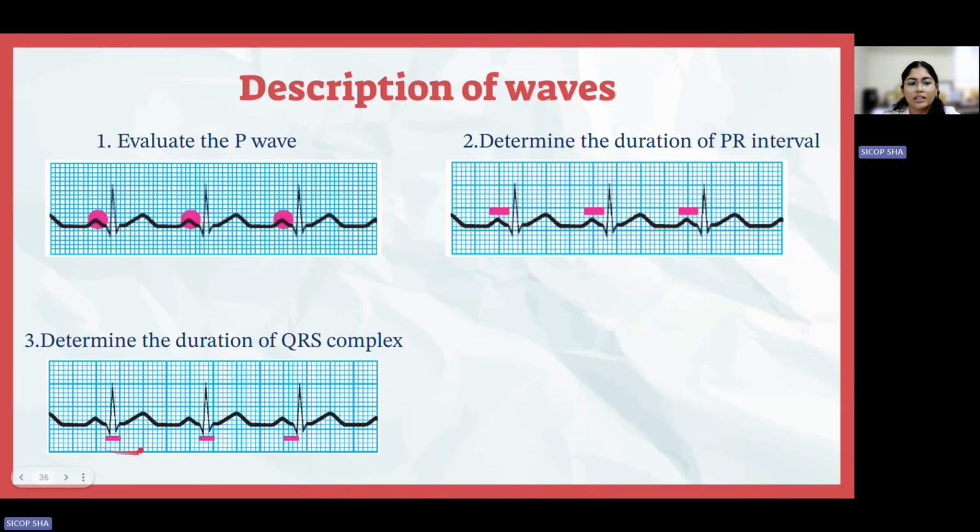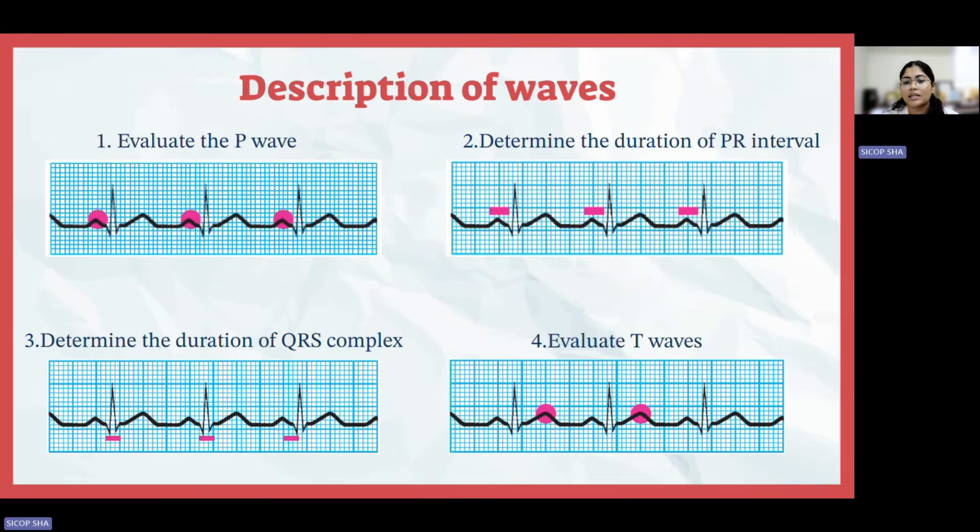Then we are going to look at the QRS complex. Is the QRS complex becoming bigger, or is it normal throughout? Then it is normal. For every P wave, is there a QRS complex? Yes, then it is normal. Lastly, we are going to look at the T wave. Is the T wave a normal round shape, or is it inverted? Is it flat or what? That you're going to see.